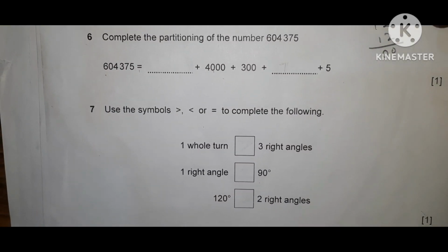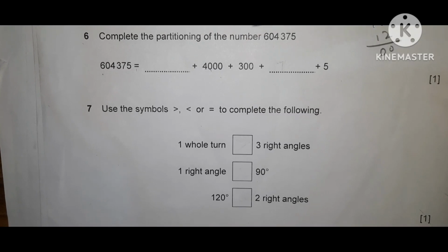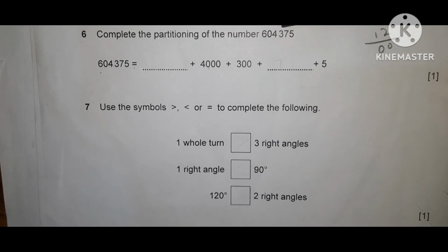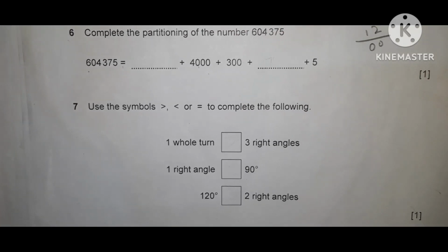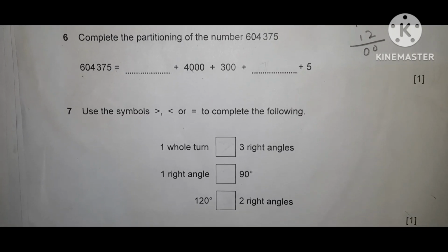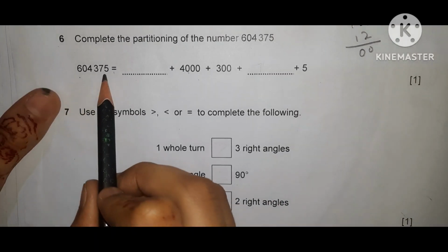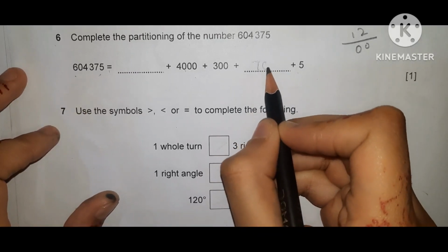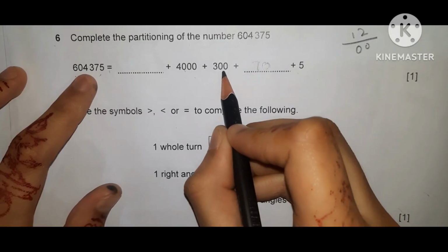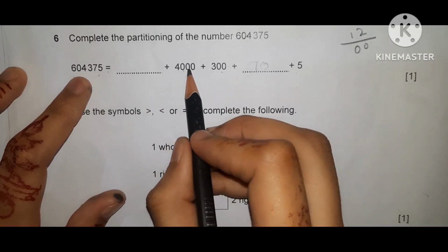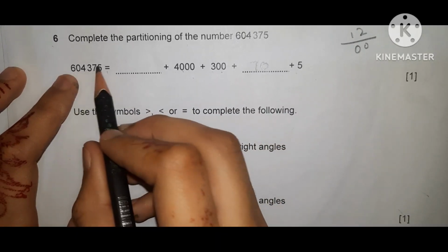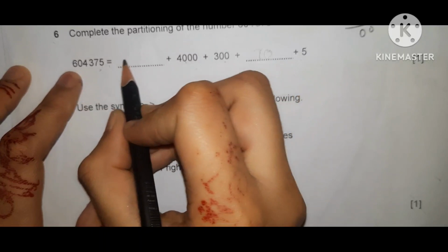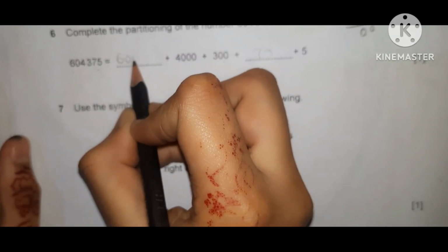Number 6. Complete the partitioning of the number 604,375. So partitioning is very simple and easy. It's 5 units. So it's a 5. 7 tens. So 7 tens. 300. 4,000. 600,000. So you'll write 600,000.